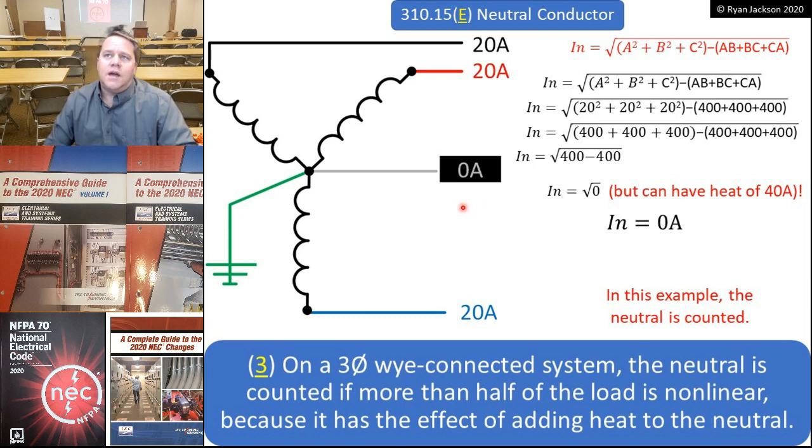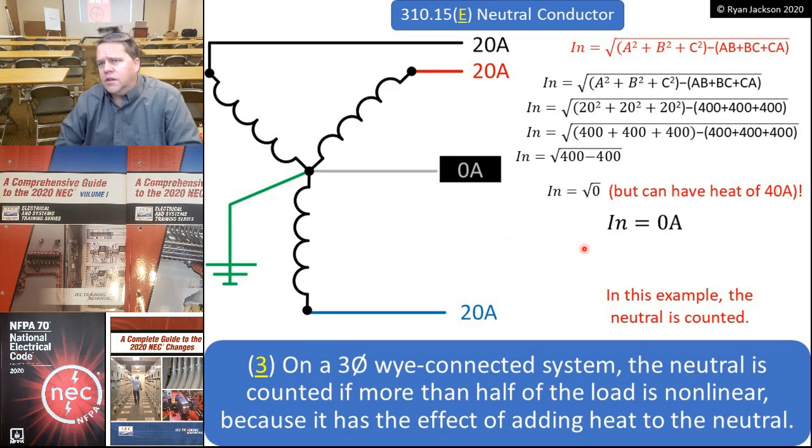So if more than half of my load is nonlinear, then I have to count the neutral as a current carrying conductor, but only on a 3-phase, 4-wire, Y-connected system. I don't need to worry about this on single phase. I don't need to worry about it on a high leg system. It's only on this particular transformer configuration.